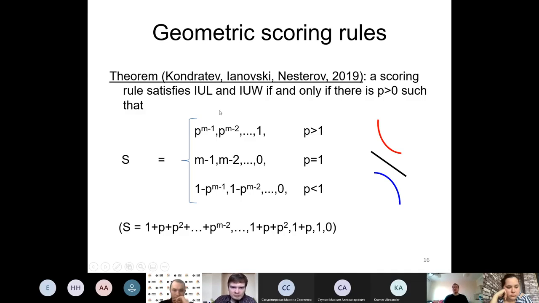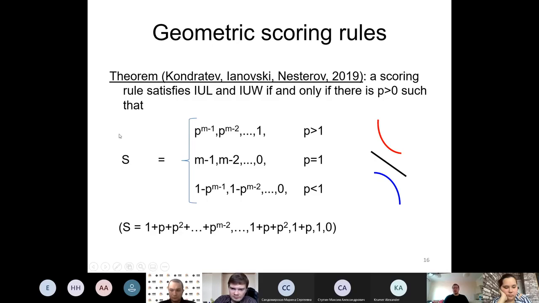And our main finding is that a scoring rule satisfies independence of unanimous losers and independence of unanimous winners if and only if there is a parameter p more than 0, such that this scoring vector is just 0 points for the last position, 1 point for the previous to last, then 1 plus p, then 1 plus p squared, and so on.